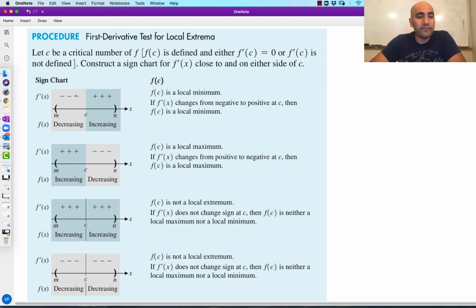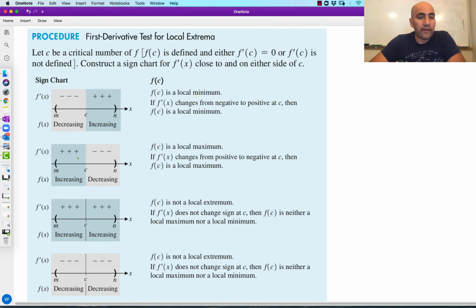And now we see a change in the sign of the first derivative. It was negative, and then it transitioned over to being positive, and we know that the value f of c exists. It's defined. So what we have here is that f of c is a local minimum, right? F of c is a local minimum because the slopes of the tangent lines change from having negative slopes to having positive slopes. Good. So that's a local minimum. If f prime changes from negative to positive at c, then f of c is a local minimum.